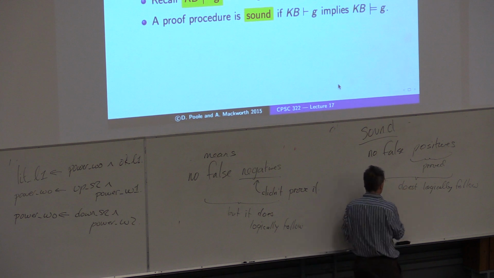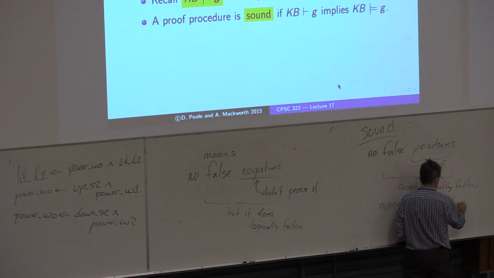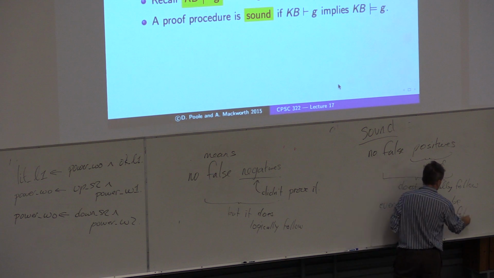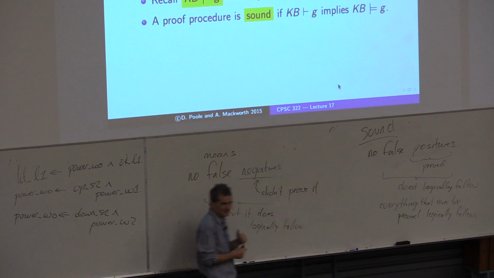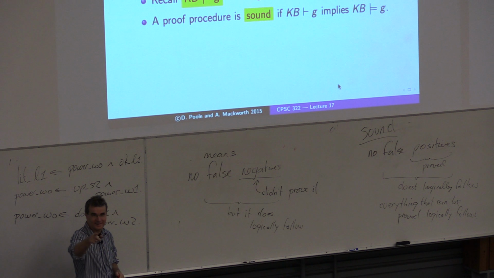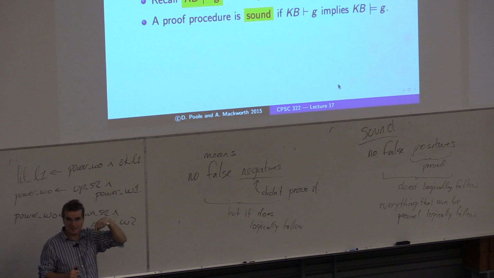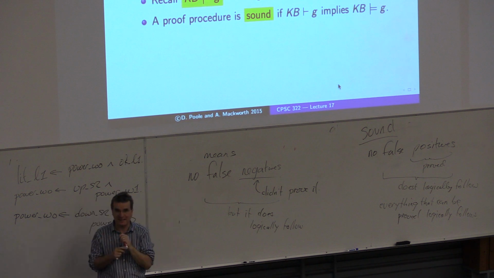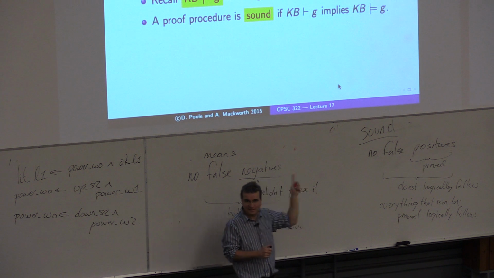So everything that can be proved logically follows. There's nothing that can be proved that doesn't logically follow. But soundness only talks about things we can prove. It only talks about positives. It doesn't say anything about false negatives, anything about negatives. So this only talks about what we can prove.